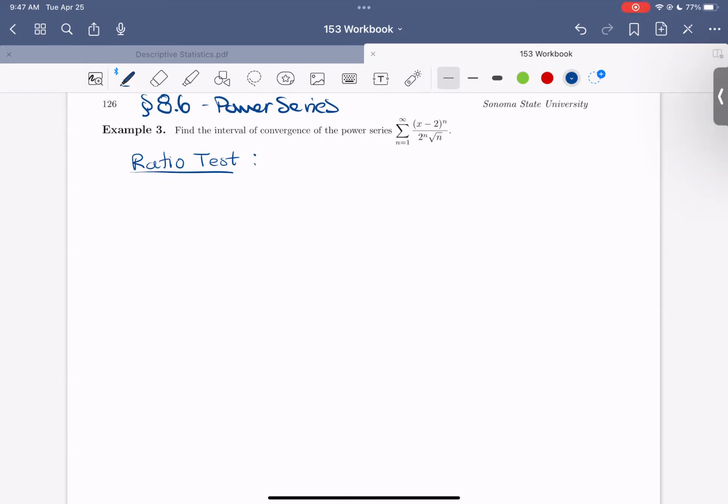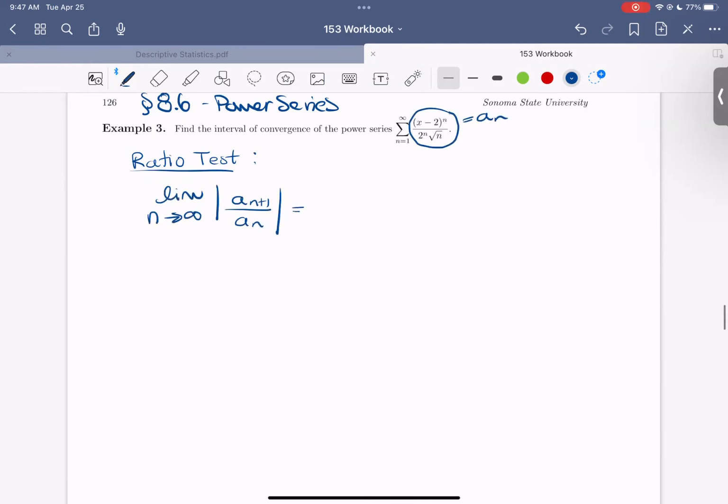All right, well, if you had a chance to look at that ratio test on your own, let's go ahead and compare. So we're going to set up that ratio test, the limit as n goes to infinity of a sub n plus 1 over a sub n. So here, our a sub n looks like (x minus 2) to the n over 2 to the n square root of n. So it gets a little bit more complicated, but that's okay. We'll just handle it one term at a time.